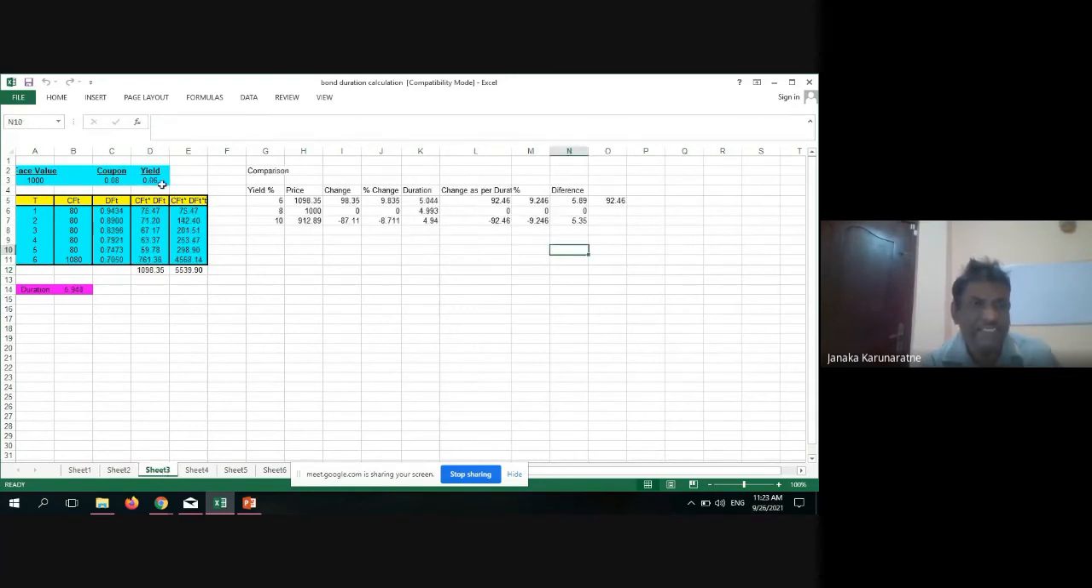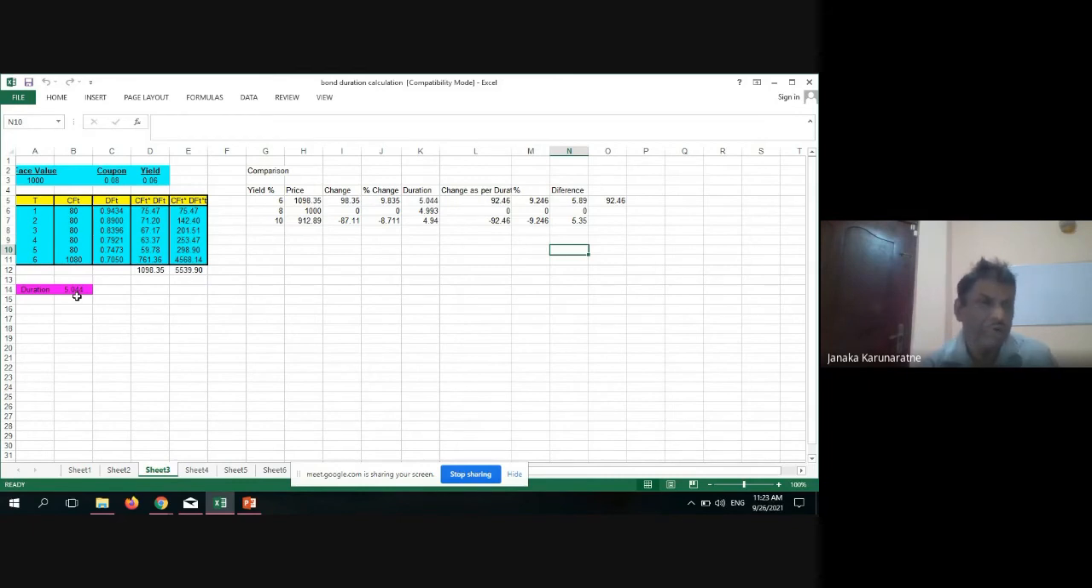When the yield drops to 6%, what happened? The only change is the discount factor. Now instead of 8%, we have 6%, and you end up with the numerator, the top part of the equation, 5539, and the bottom part of the equation 1098, which is the price. The duration has now gone up because the yield came down. Whenever yield comes down, the duration increases.